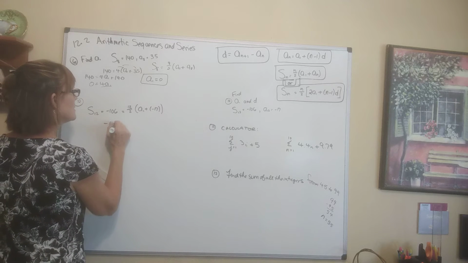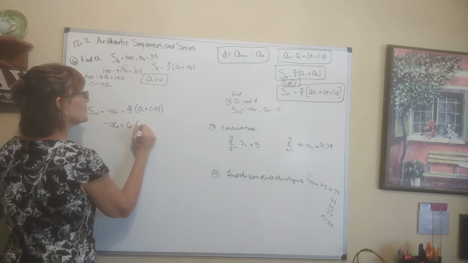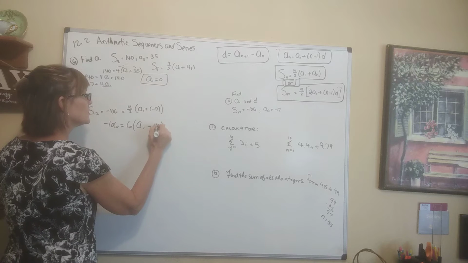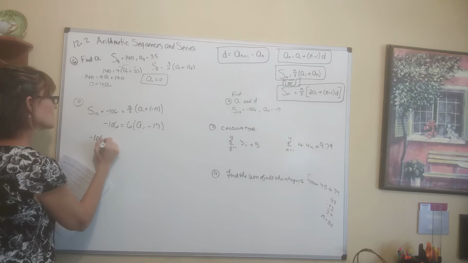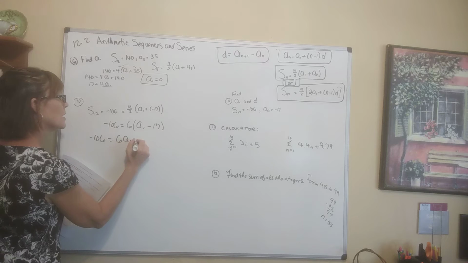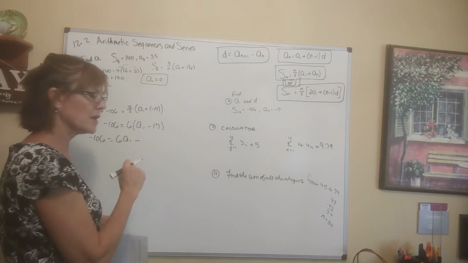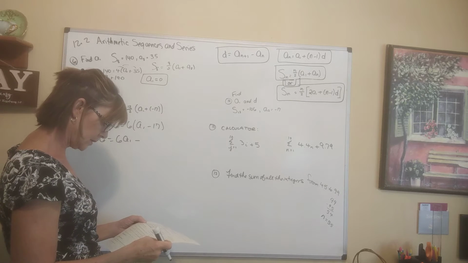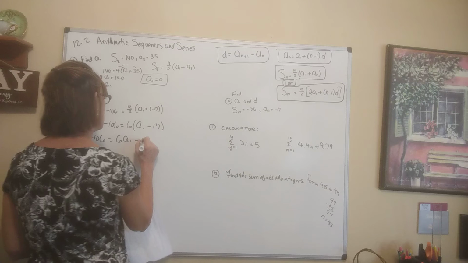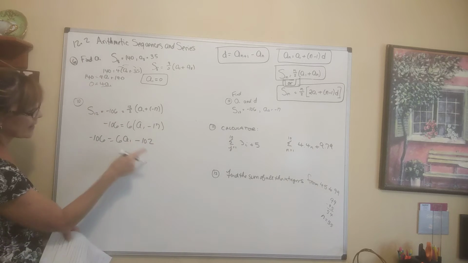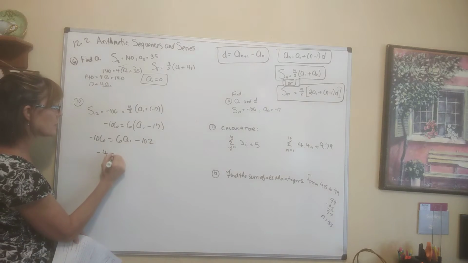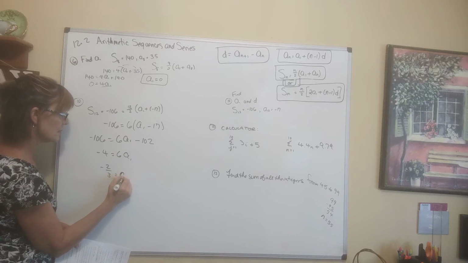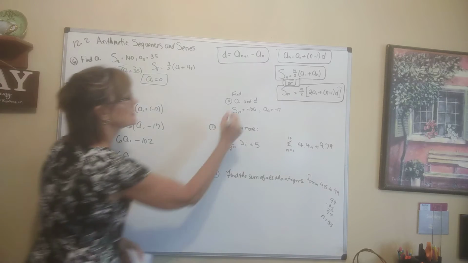All right, so this is what I basically have. Negative 106 is 6 times A sub 1 minus 17. So I'm going to distribute this 6. Negative 106 is equal to 6 times A sub 1 minus 6 times 17, which is 102. Now I'm going to add 102 to both sides, which gives me negative 4 is 6A1. Divide by 6, I get negative 2/3 is A sub 1. That's A sub 1. Okay, that took care of that.